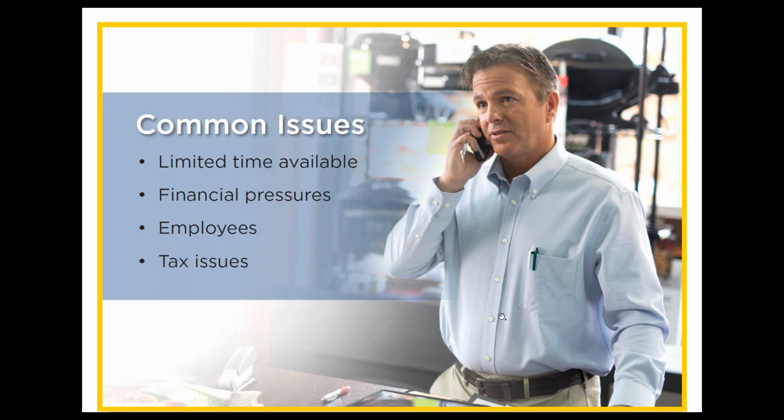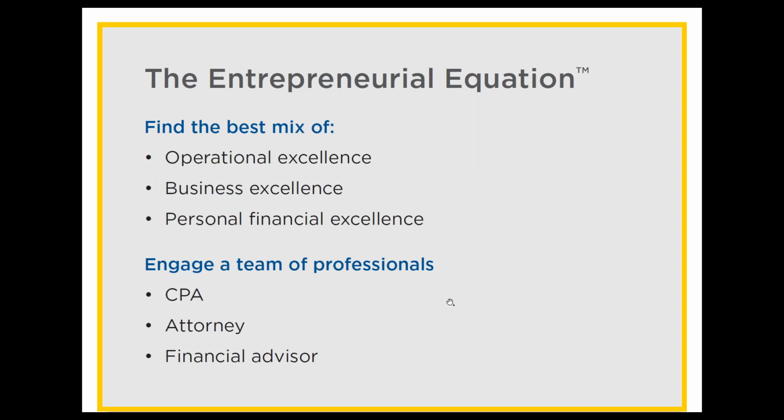The one thing you also have to keep in mind is we have a vision for what our business should look like. And sometimes the vision can get clouded, mainly because we're having to wear so many different hats. We tend to be the HR person, the manager, the marketer, the salesperson, and the general go-to person for any sort of problem solving. So it's important that you find the equation that gives you the best mix of operational, business, and personal financial excellence. And here at Edward Jones, we call that the entrepreneurial equation.